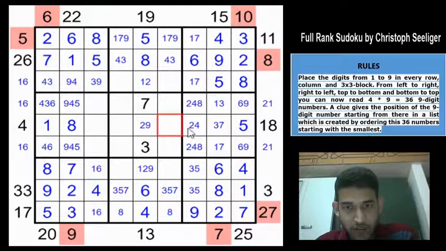Okay, let us look at row 5 now. 3, 7 will not be in these 5 cells and 3, 7 is not here and 3, 7 is not here obviously. So this must be a 3, 7. We get a 3, 7 pair in row 5.